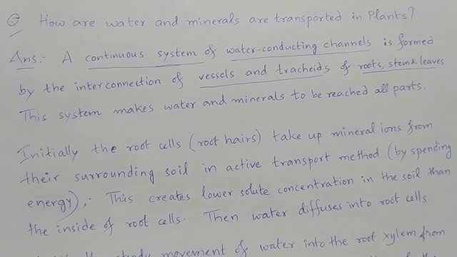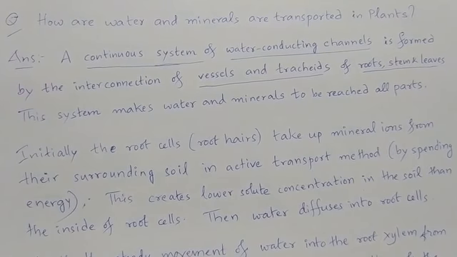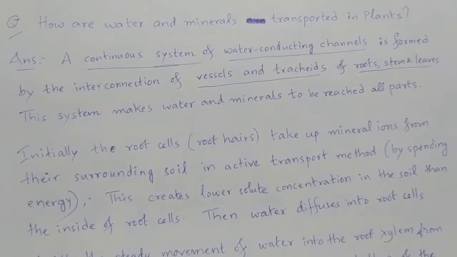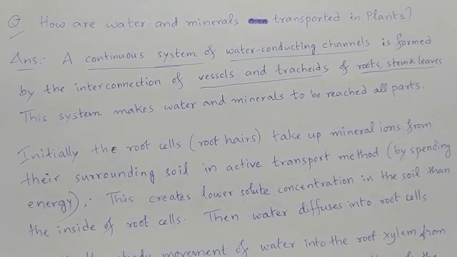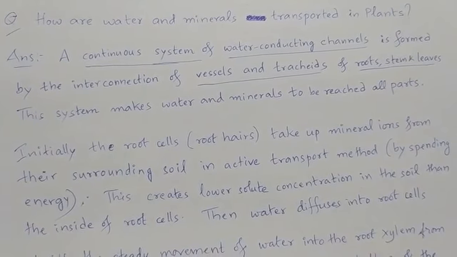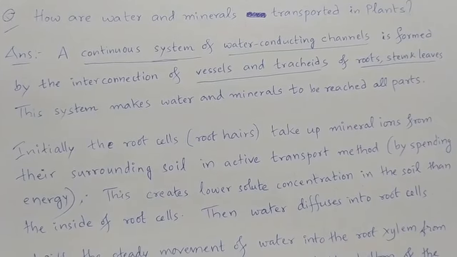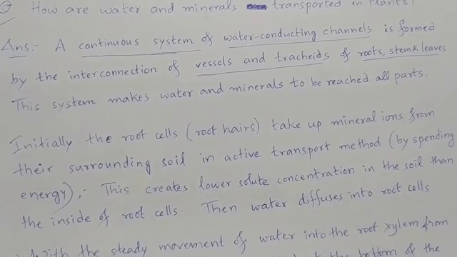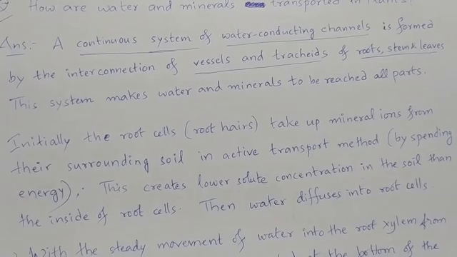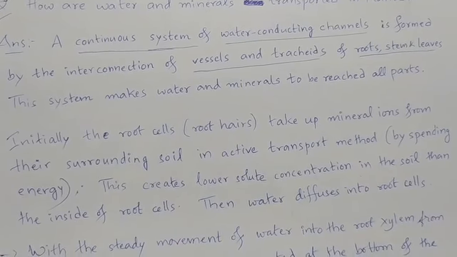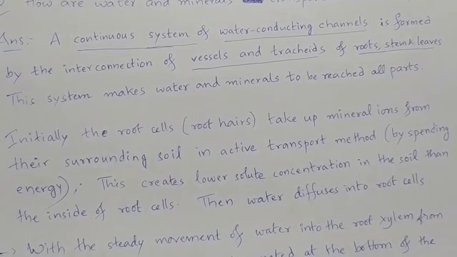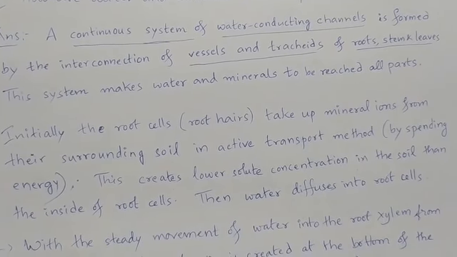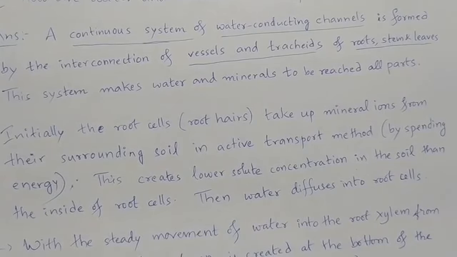How are water and minerals transported in plants? A continuous system of water conducting channels is formed by the interconnection of vessels and tracheids of roots, stem, and leaves. So, in every part, the xylem is present.